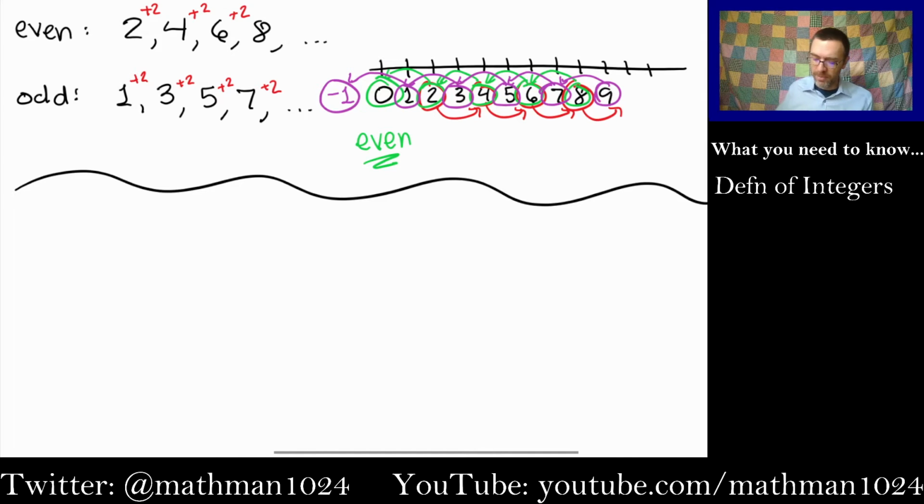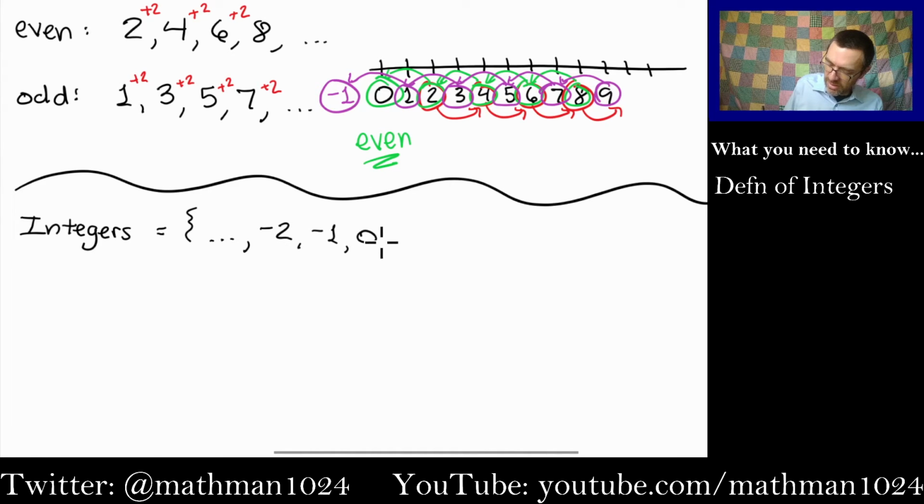Now, let's look at a more formal definition for what it means to be even versus what it means to be odd. Okay, but before we do that, I said one of the things you need to know is the definition of integers. Okay, so the set of integers would include all of those positive and negative whole numbers, right?